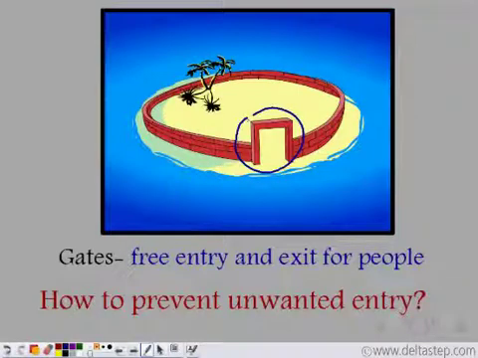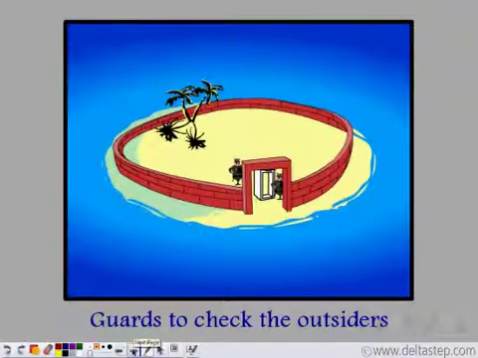So how did the old man prevent this unwanted entry into the city? He immediately appointed guards at the gate who were asked to check on every individual trying to leave the city or enter the city. That is how unauthorized entry was prevented.